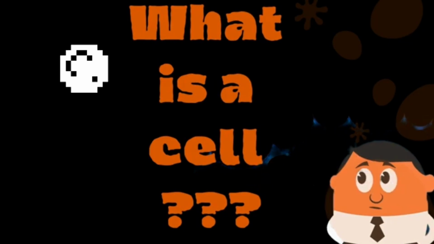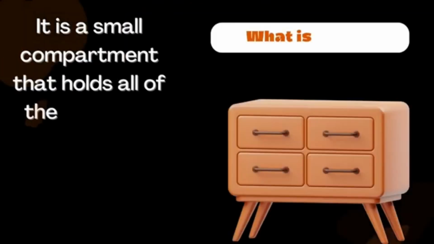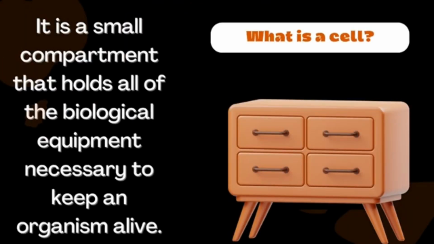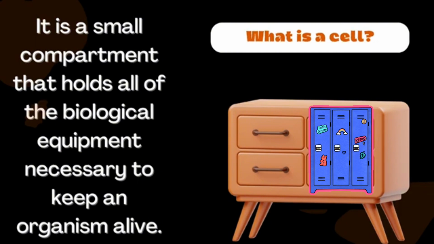So what is a cell? We can think of a cell as a small compartment which holds all the biological equipment necessary to keep an organism alive. Take, for example, your wardrobes, your cupboards, in which you keep your stuff at your homes.